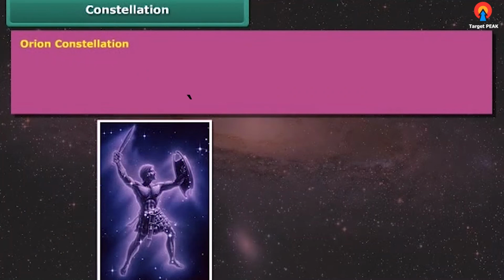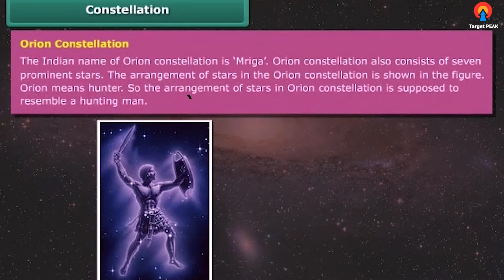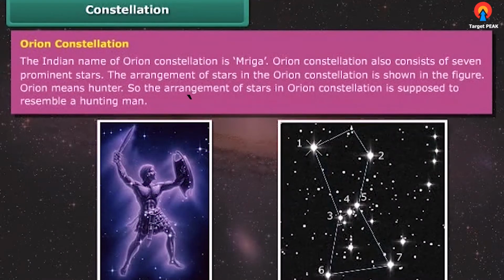Orion Constellation. The Indian name of Orion Constellation is Mriga. Orion Constellation also consists of 7 prominent stars. The arrangement of stars in the Orion Constellation is shown in the figure. Orion means hunter. So the arrangement of stars in Orion Constellation is supposed to resemble a hunting man.